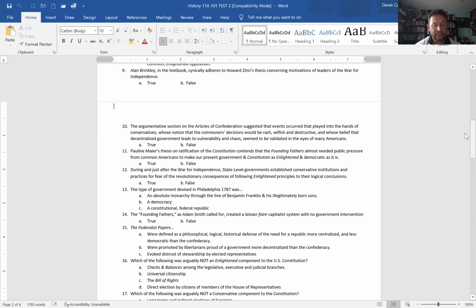And Pauline Maier's thesis is number 2. And you could discern from that that the founding fathers almost begrudgingly were forced to implement the enlightened facets of the Constitution by popular pressure.